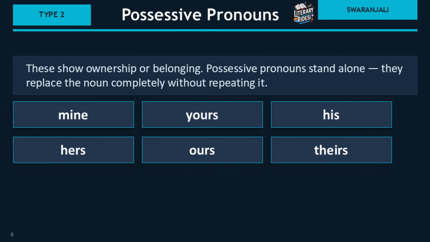Type number 2. Possessive pronouns. These show ownership or belonging. Mine, yours, his, hers, ours, theirs. This book is mine. That pen is hers. The house is theirs. Notice, possessive pronouns stand alone. They replace the noun completely. This book is mine. I don't need to say my book again.